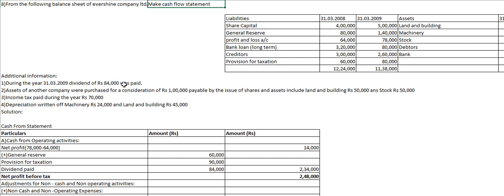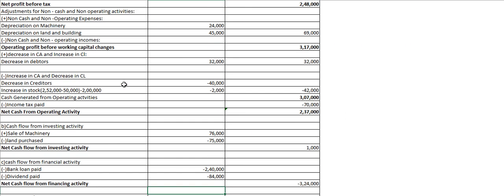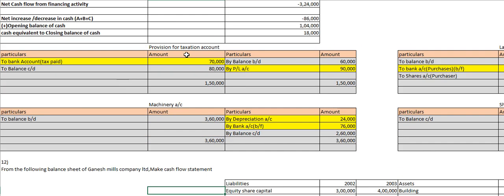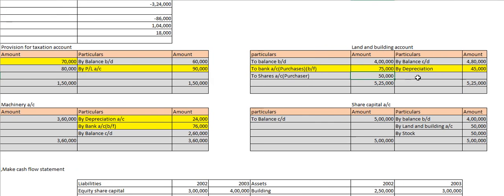So we'll start up with our ledger account. Provision for taxation: by balance brought down is your opening balance 60,000, to balance carried down is your closing balance 80,000. To bank account is your tax paid, which is given in adjustment 70,000. So your balancing figure is by profit and loss account 90,000, which is your current year provision.